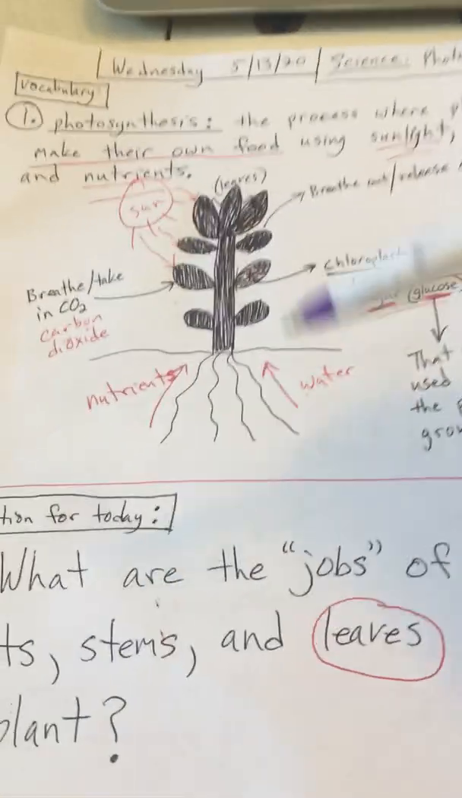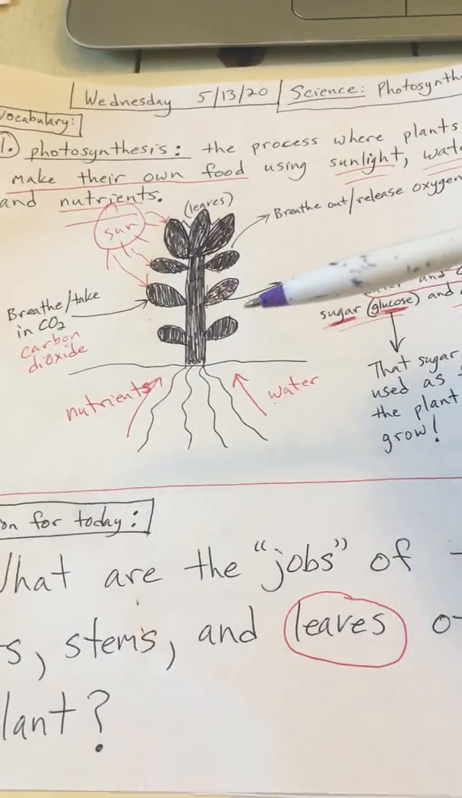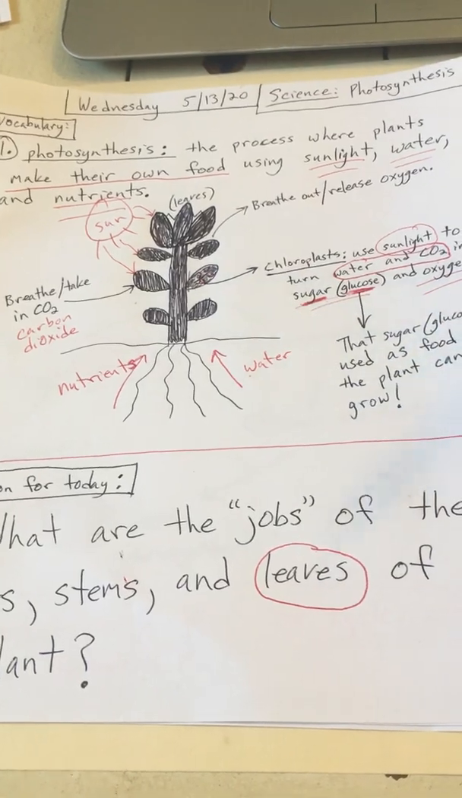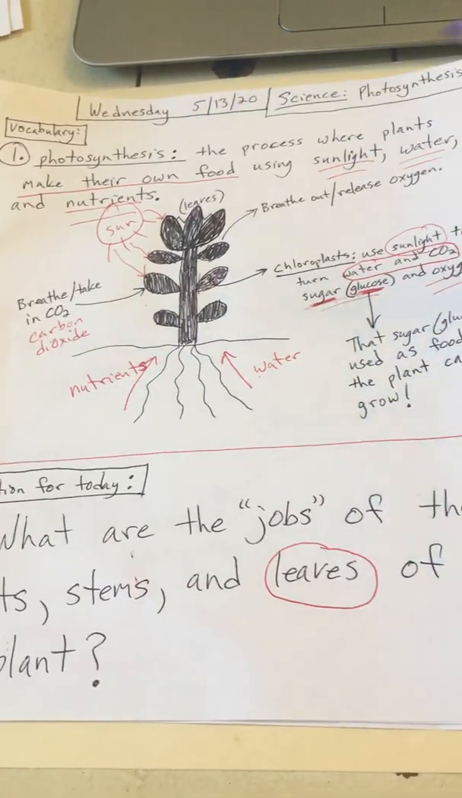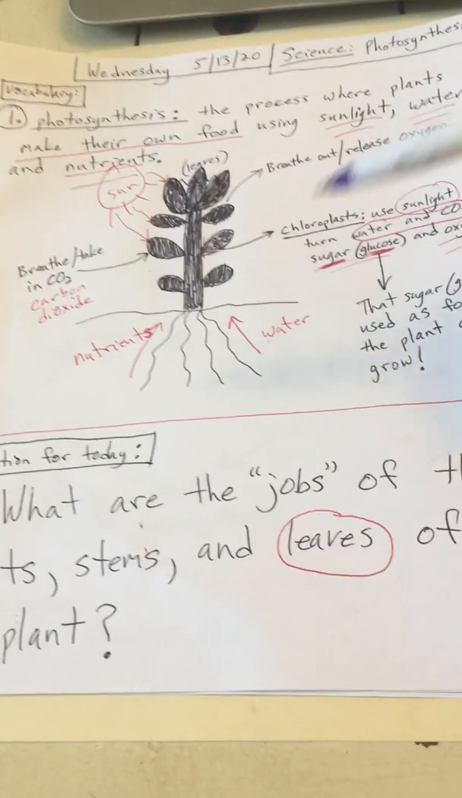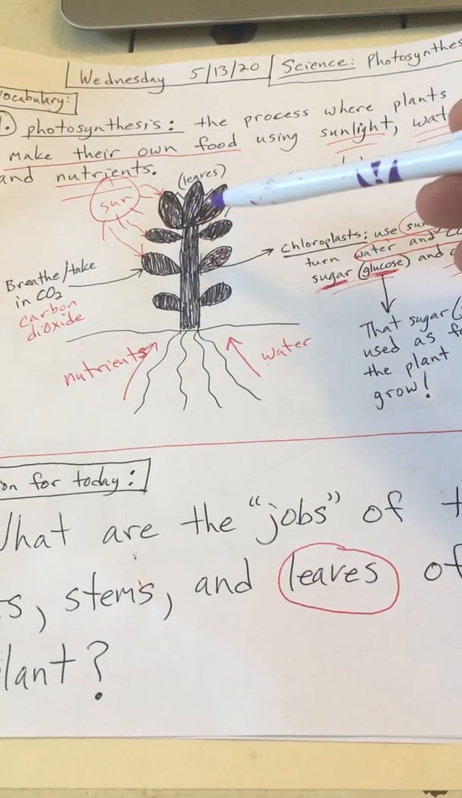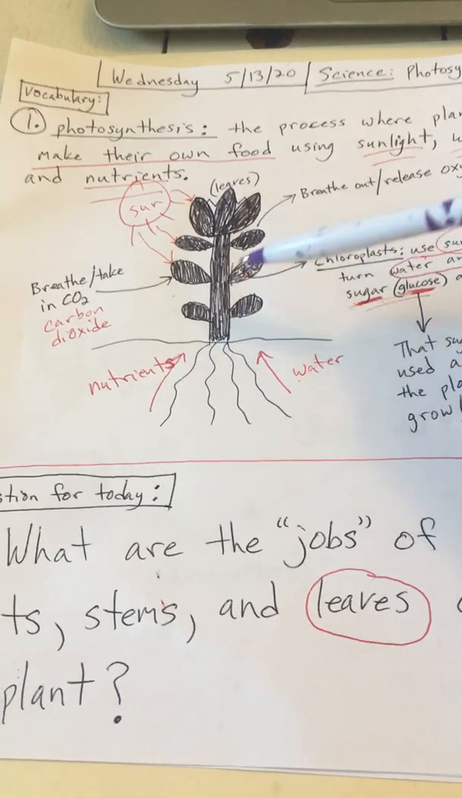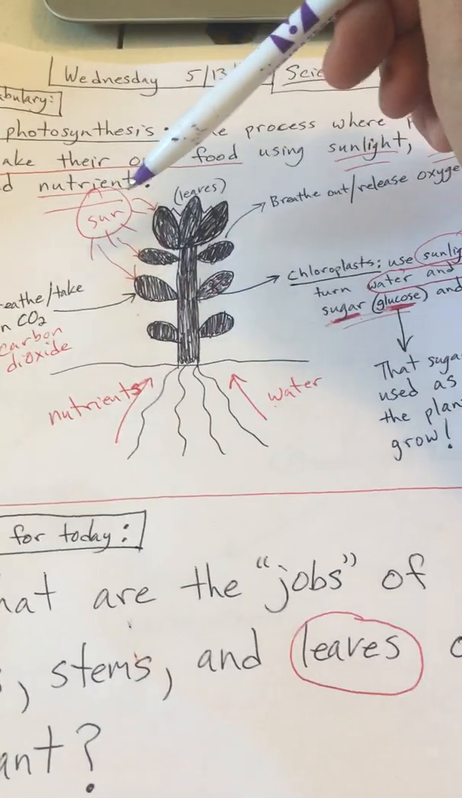Okay, so let's go back to what we learned yesterday real quickly and review photosynthesis. So photosynthesis is the process where plants make their own food using sunlight, water, and nutrients. Okay, so this is a plant. These are leaves colored in black here. They should really be green.